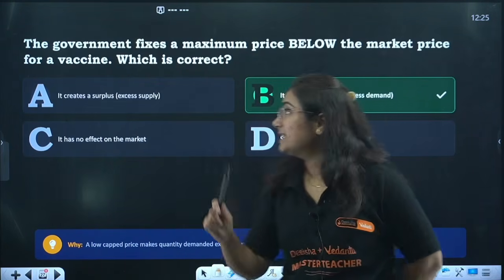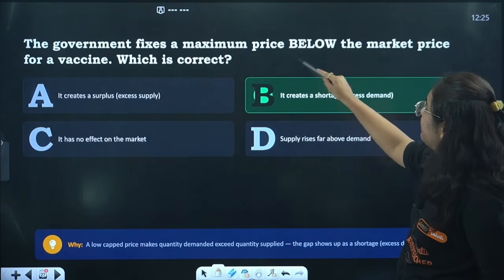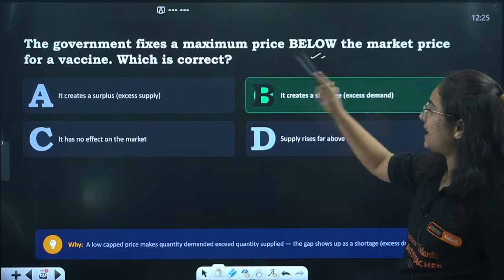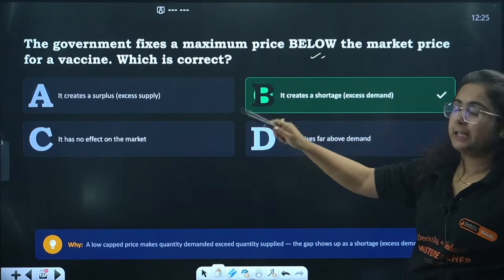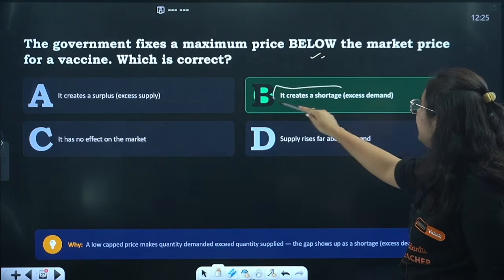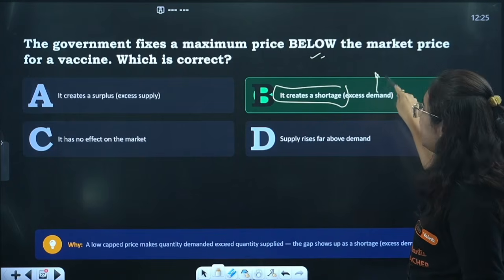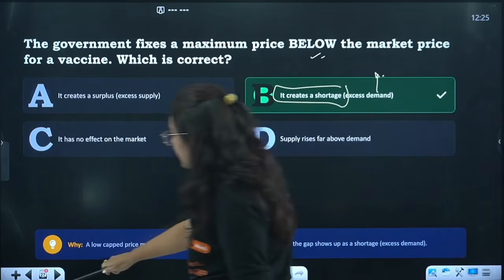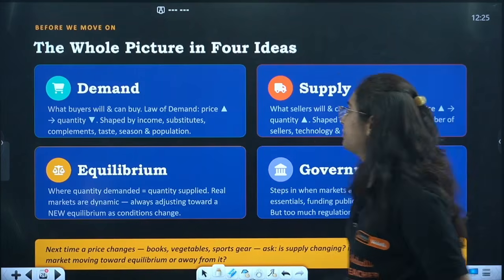Okay? Next: the government fixes a maximum price below the market price for a vaccine. Why? Which is correct? Why was it created? Because it creates a shortage and excess demand, and hence the price was decreased. Okay?